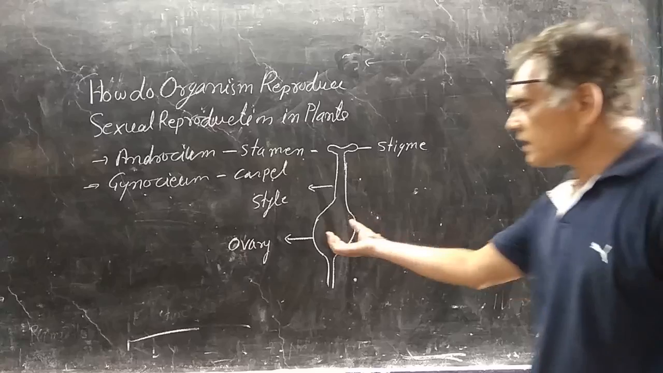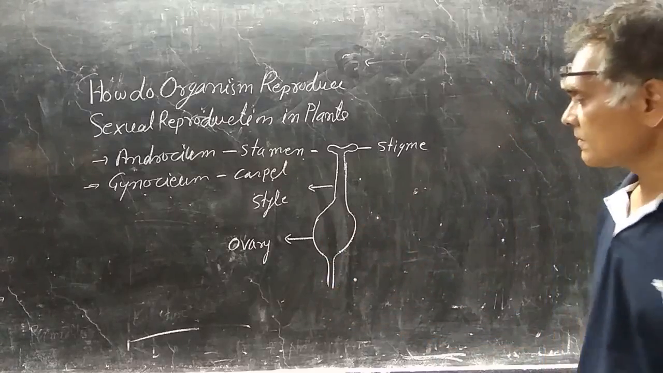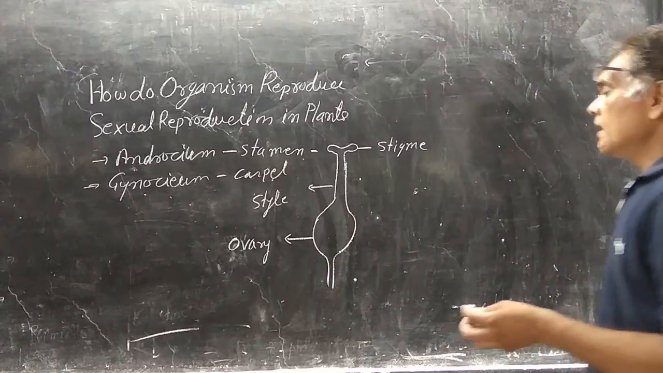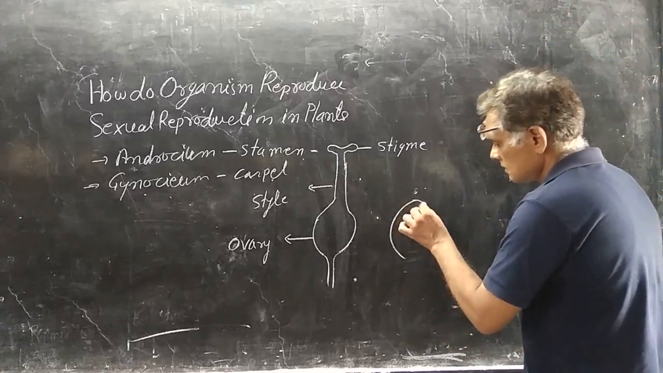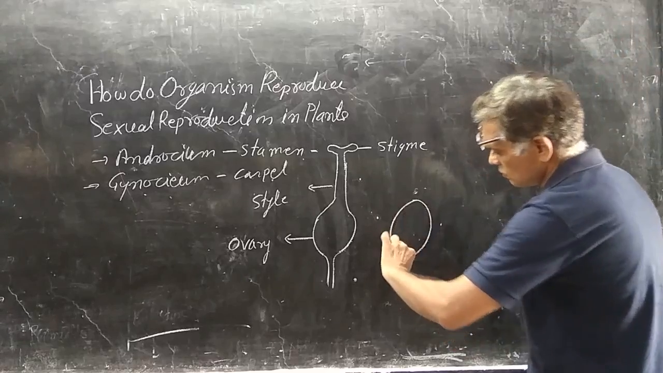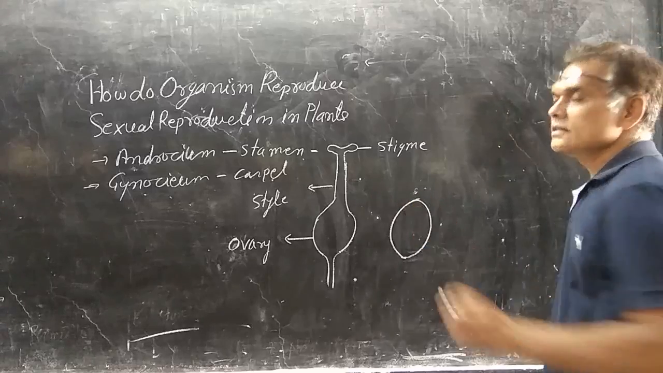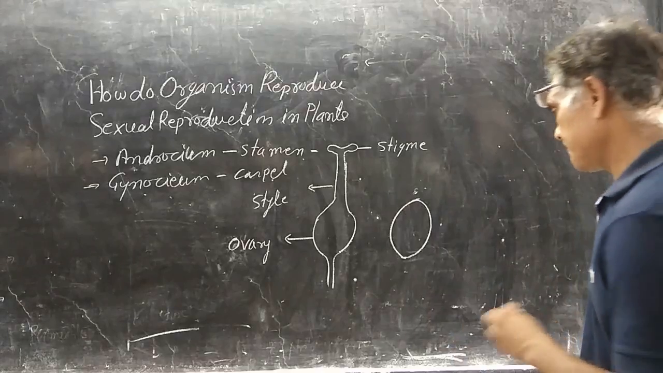That ovary contains many ovules. Ovules are present inside the ovary. And if we see the structure of an ovule, an ovule contains mainly 7 cells and 8 nuclei.